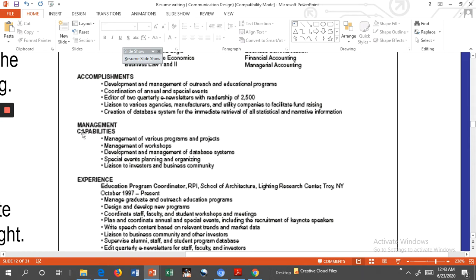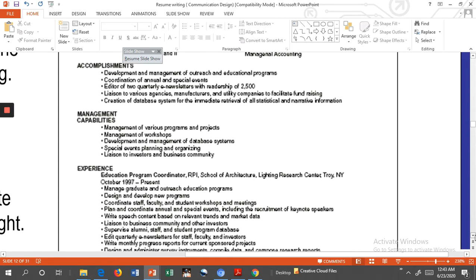All right, then comes the capabilities. If you have developed any sort of capability during your stay in different organizations, or by having participated in different activities at the university, you can mention those things. And then finally comes experience.